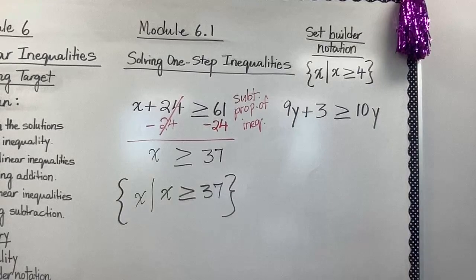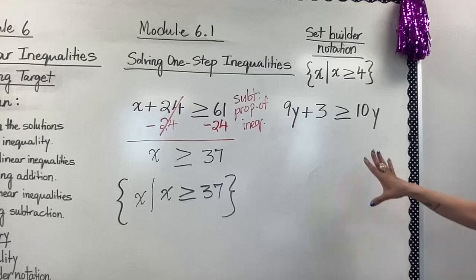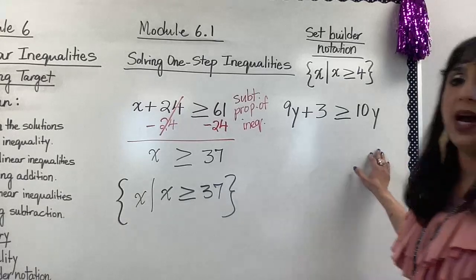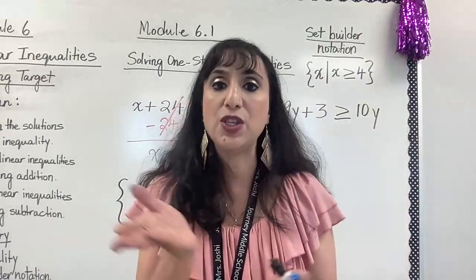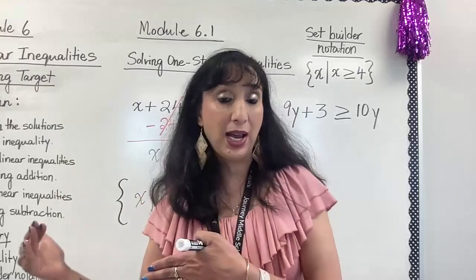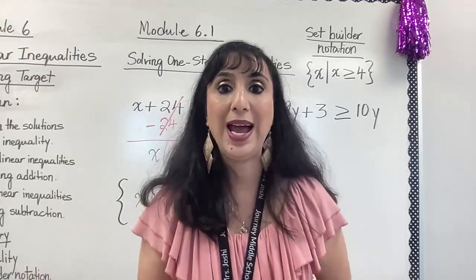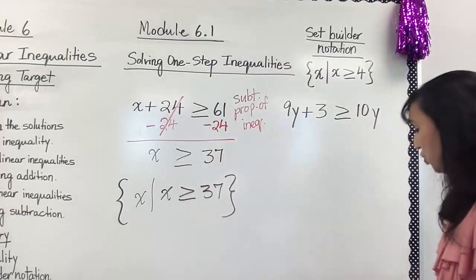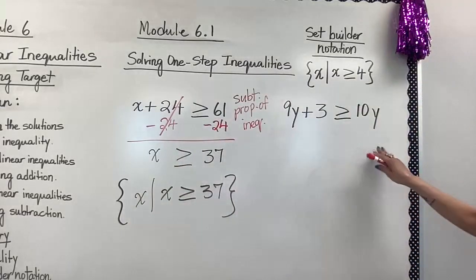Now let's do the one where I have my variables on each side. So I'm going to write out my original inequality, and then, as we know, we've got to put the like terms together. So I'm going to put the 9y with the 10y, because that's the only way I can add or subtract, when I put the like terms together. So this is my original inequality.